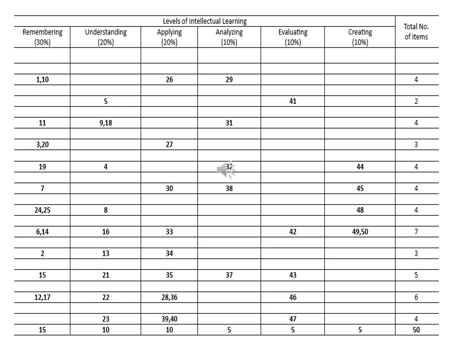Then, in the middle part of the test, the moderately difficult. Then the last part is the difficult ones. That is the reason why in evaluating and creating, you have 41, 42, 43, 46, and 47. That pertains to the questions included in the test questionnaires. In creating, you have test question number 44, number 45, number 48, number 49, and number 50.